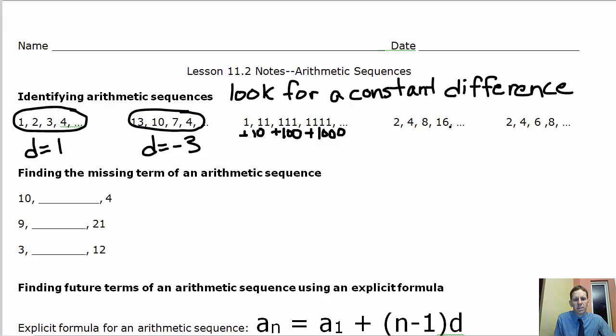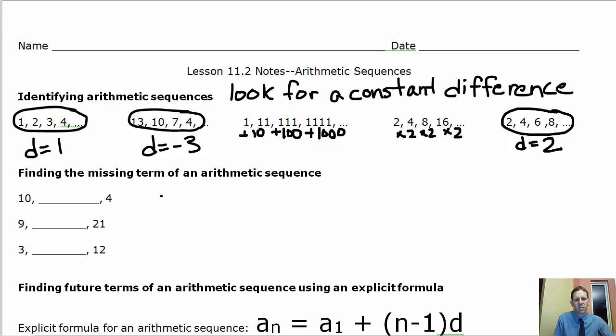For 2, 4, 8, 16, again, there is a pattern. In this pattern, we're actually multiplying by 2 to get from one term to the next. However, it's not repeated addition or subtraction, it's repeated multiplication, so that's not an arithmetic sequence either. 2, 4, 6, 8. 2 plus 2 is 4, 4 plus 2 is 6, 6 plus 2 is 8. There is a constant difference that we're adding or subtracting by, so that would be an arithmetic sequence. So again, we're looking for constant addition or subtraction.